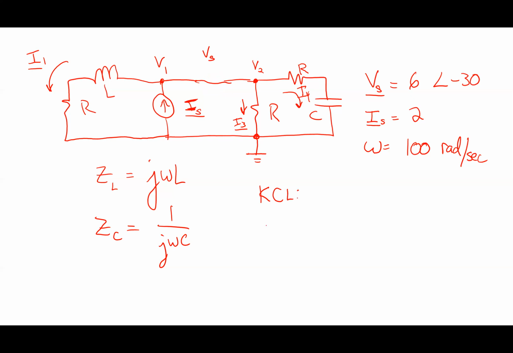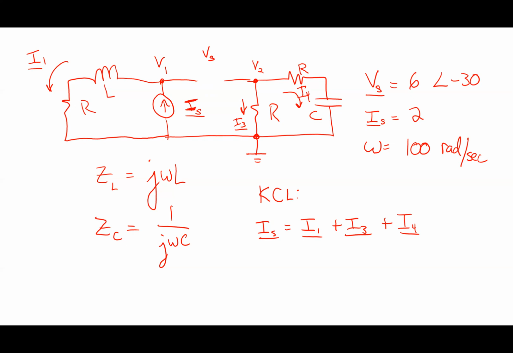IS equals I1 plus I3 plus I4. Exactly. IS equals I1 plus I3 plus I4. That's the only KCL that I can write. Again, that's the easiest way to do it. Erase that voltage source in your mind, right?